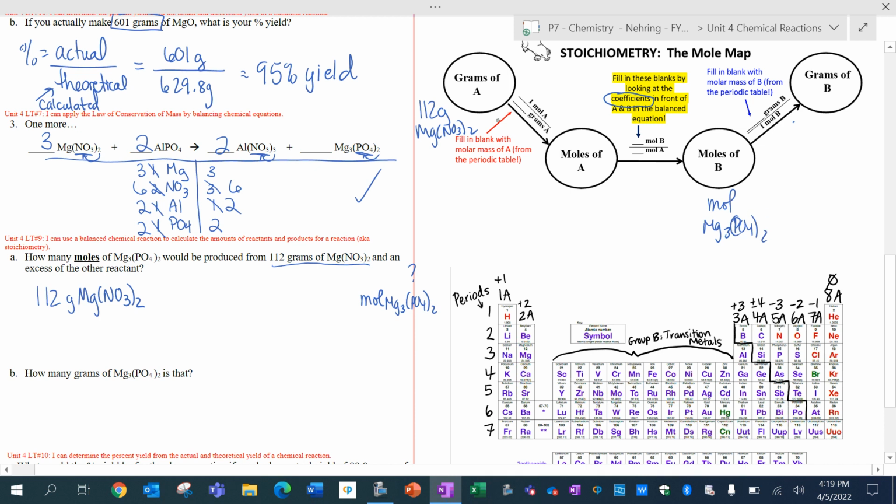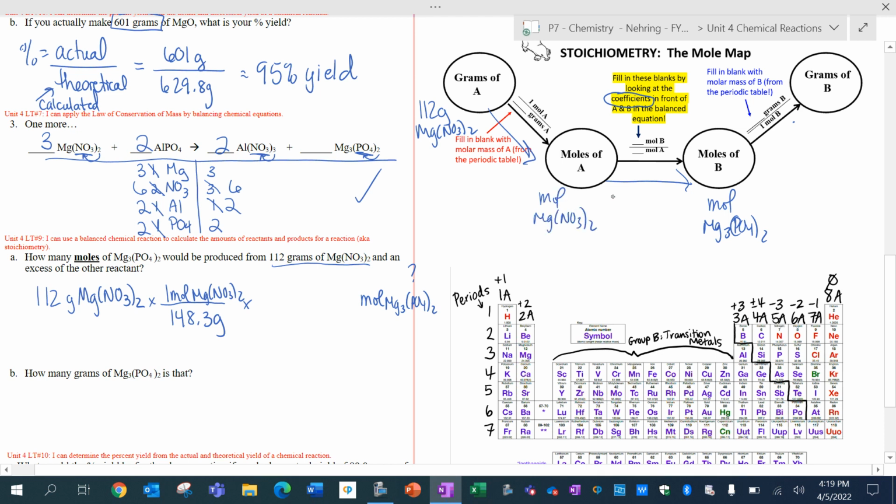Notice how this problem is only going to take me 2 steps to solve instead of 3. So we don't always have to use all the steps in the mole map. Sometimes it might be a 1-step problem, a 2-step problem, or maybe we have to do all 3 steps. This one just looks like a 2-step problem. My first step is to use the molar mass. This one can be kind of a pain to add up. You have to add up all the O's and the N's and stuff. But if you add up the molar masses, you end up with 148.3 as your molar mass for the magnesium nitrate. That would get me to moles of magnesium nitrate.